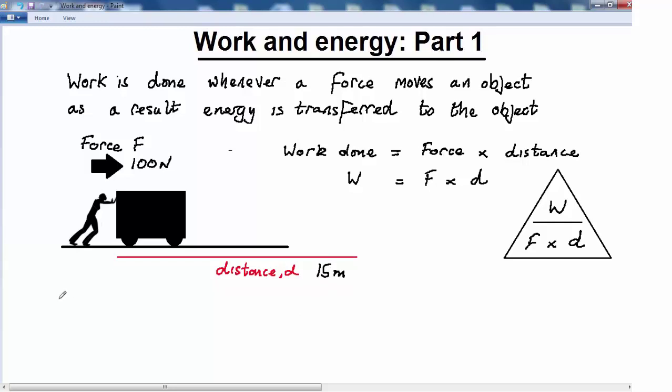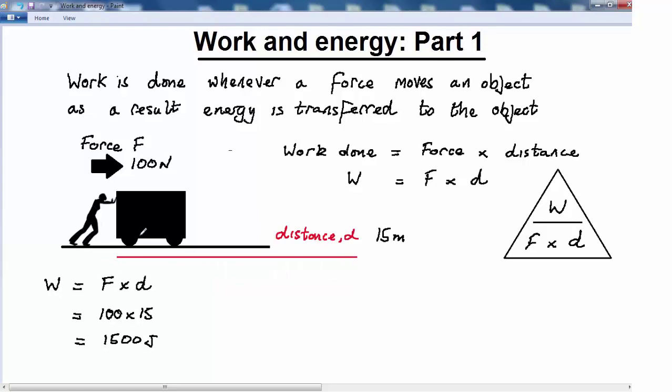So as a result of that, we can say the work done, W, is equal to F times D, which is equal to 100 times 15, which will be 1500 joules, remembering that work has the same unit as energy. So knowing that the work done has been used in this case to transfer kinetic energy to the trolley, we could now, for example, work out the velocity of the trolley when she finishes pushing it if we know the mass of the trolley. So let's suppose that the mass of the trolley is 50 kilograms.